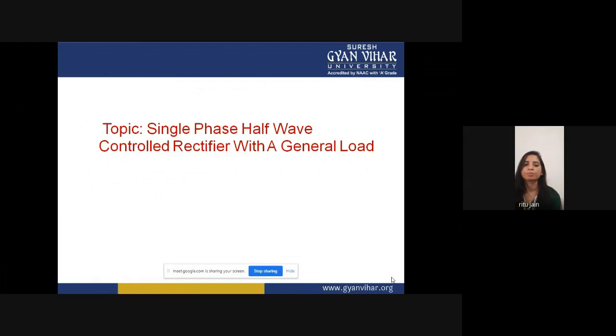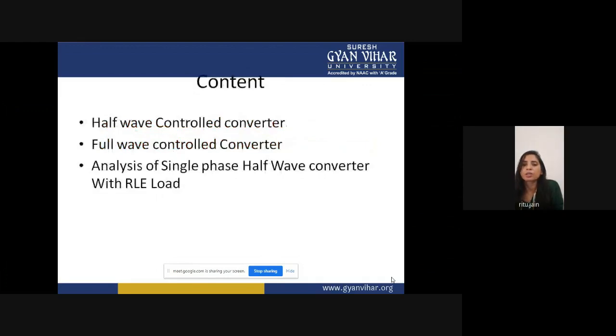between controlled rectifier and uncontrolled rectifier, what a diode is and how a diode is used in a rectifier, and what the differences are between controlled and uncontrolled rectifiers, and so many things we have already discussed. The content of this lecture is half wave controlled converter, full wave controlled converter, and analysis of single phase half wave converter with RLE load.